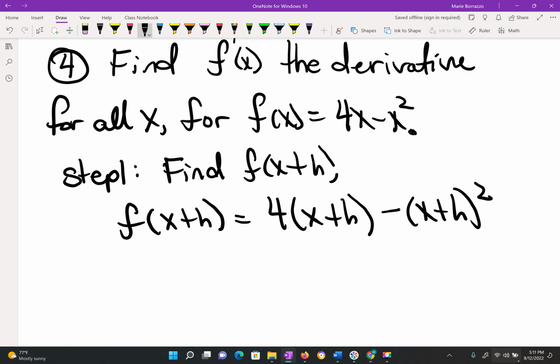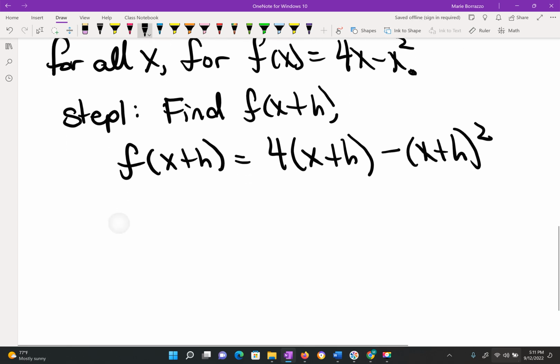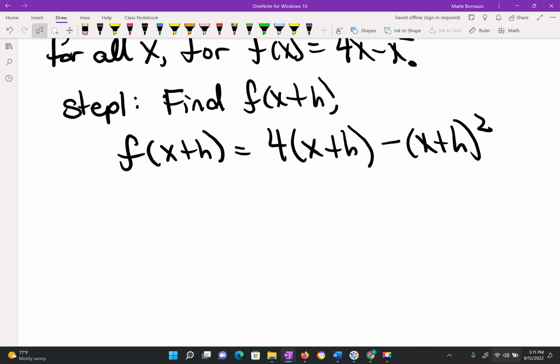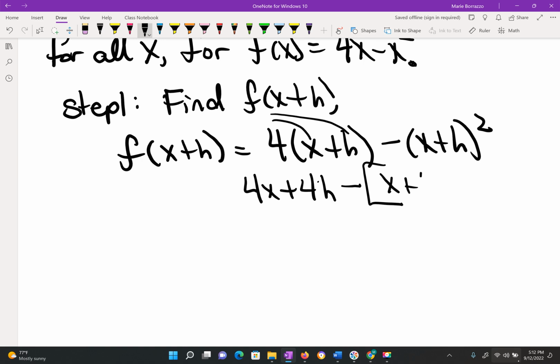And so the next step here is going to be to do FOIL and expand our terms. So obviously 4 times x plus 4 times h is simply 4x plus 4h, minus, and I like to put a bracket here, we're going to FOIL that. So remember, that's x plus h times x plus h. I'm going to do this a really long way so you see the whole thing, just in case. And that's squared.